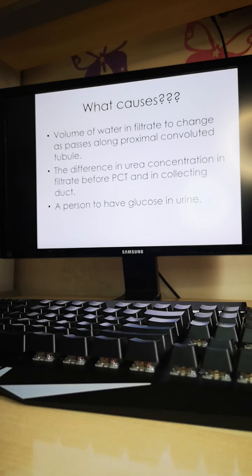Another question. What causes the volume of water in the filtrate to change as it passes along the proximal convoluted tubule? The difference in urea concentration in the filtrate before the proximal convoluted tubule and in the collecting duct, and a person to have glucose in their urine. Can you just have a little ponder about those three? What causes these? Okay, you should have finished your ponder.